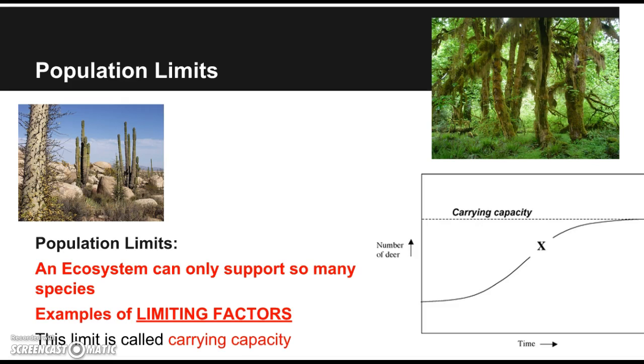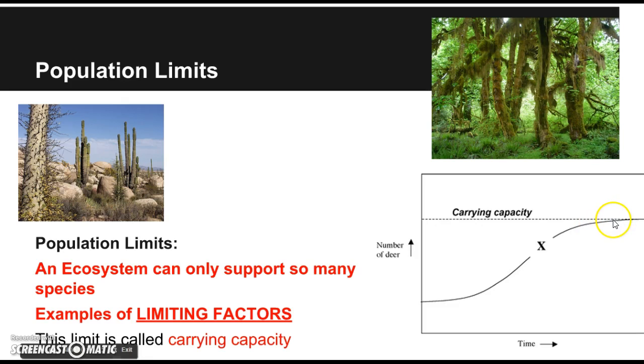So this limit is called carrying capacity, okay? Now, I have a chart over here where I have deer as the example, and up here is the carrying capacity. Deer are going to increase exponentially as long as they have plenty of resources, so things like food, water, shelter. And as long as they've got plenty of resources, they're going to continue to increase exponentially until they reach this carrying capacity. And that's typically where resources run out.